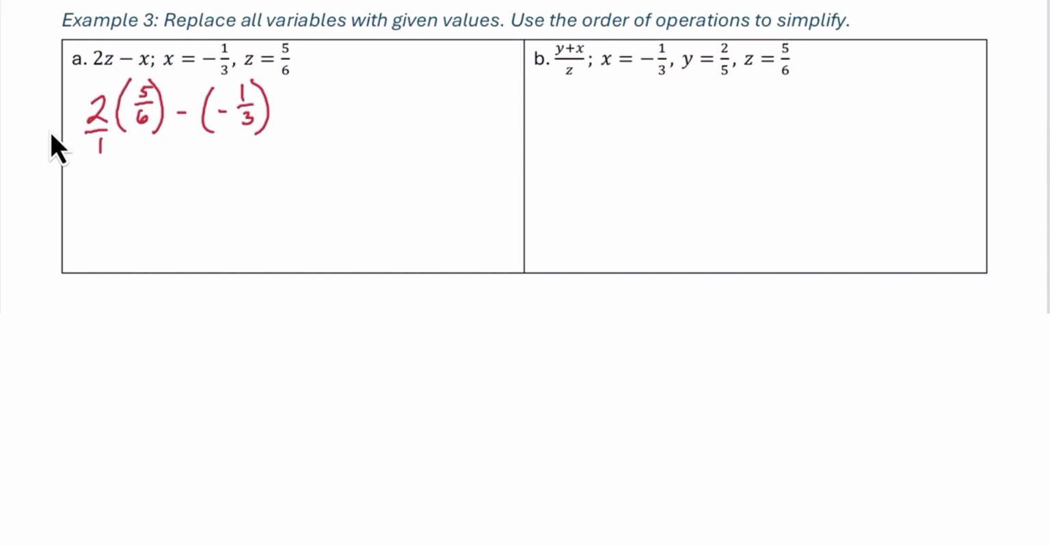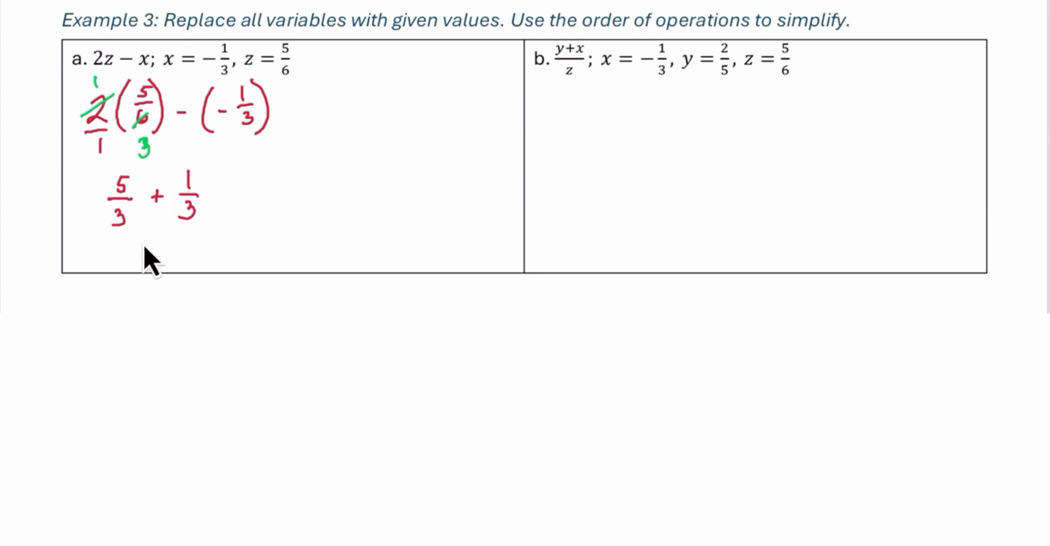And remember that when multiplying fractions, we can reduce before we multiply. 2 and 6 have a 2 in common. So that will reduce. Each of those we can divide by 2. And now we can multiply. We have 1 times 5 is 5. And 1 times 3 is 3. And now we have a minus negative 1/3. Remember, when we have minus negative, we can think of that as a plus. Let's go ahead and do that.